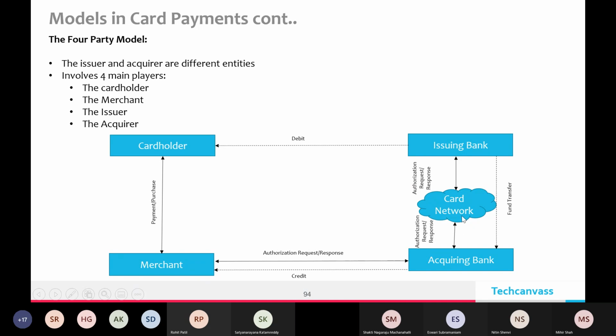So the acquiring bank has sent the information to the card network, the Visa, Master, RuPay, so all the card networks, right? Through this card network, the information has gone to the issuing bank. The issuing bank has done the validation, and then it sent the authorization or rejection message, and through the card network it came to the acquiring bank, and from the acquiring bank it reaches the merchant. So this is the way the transaction happens. The confirmation message happens, and then we'll talk about the settlement in the next slides.